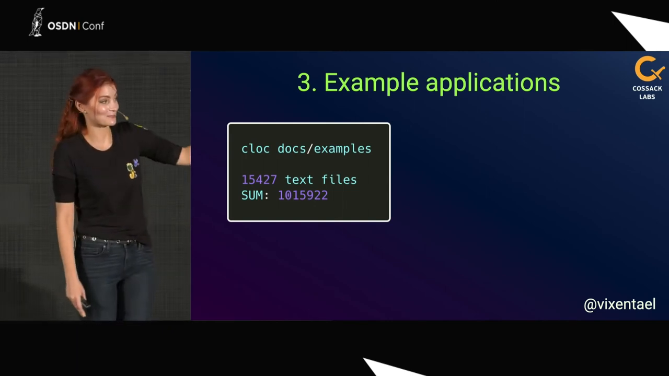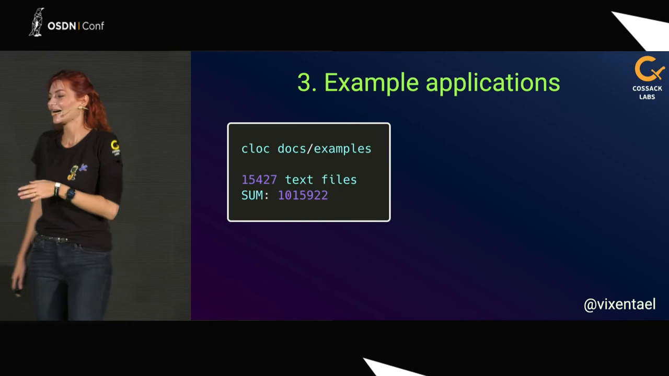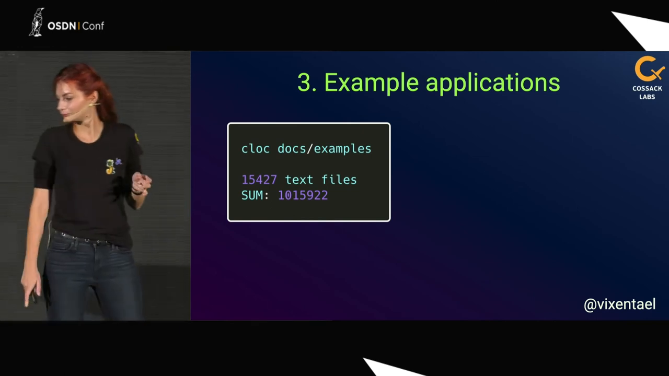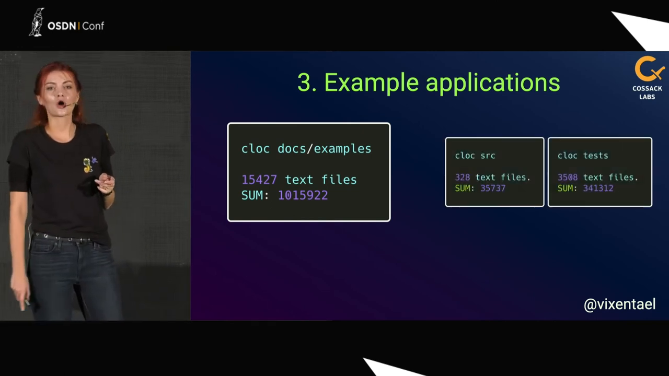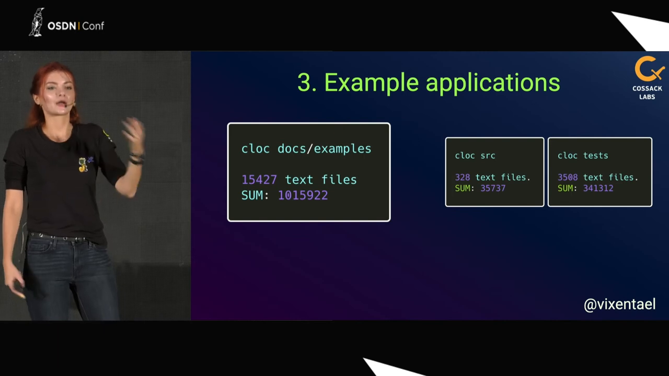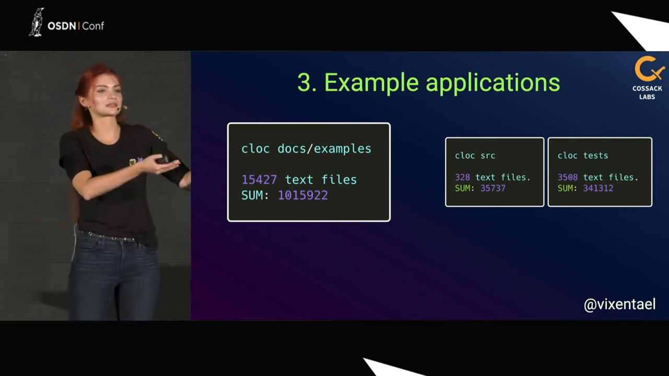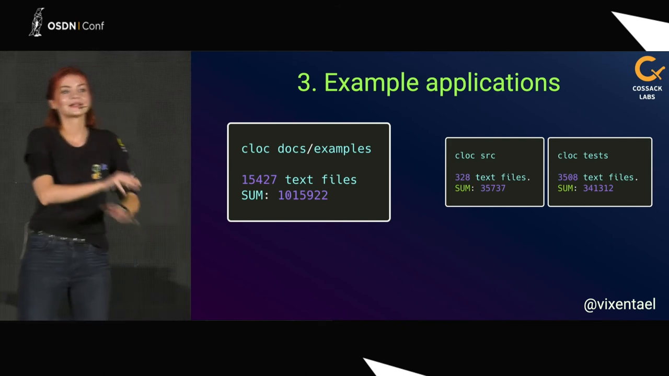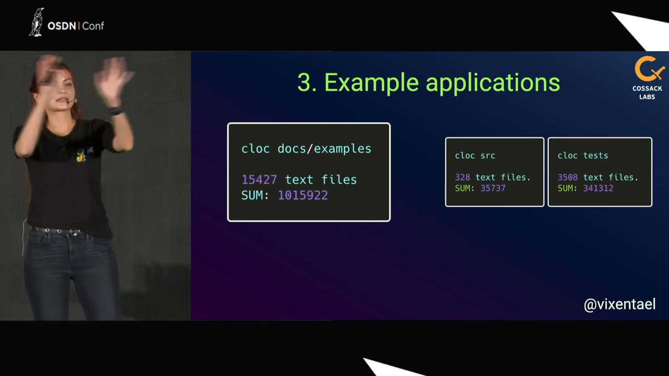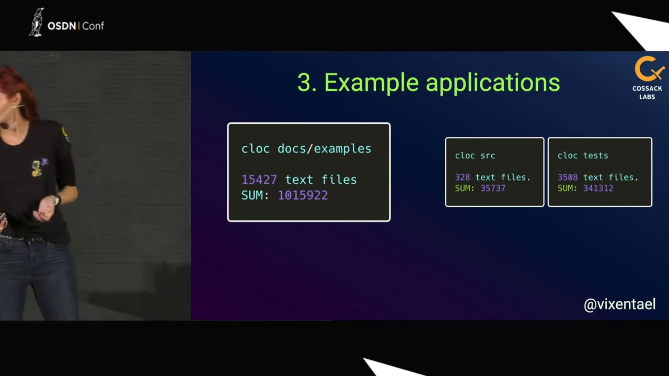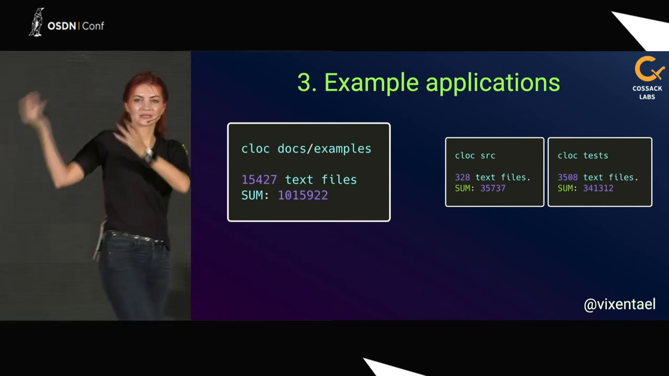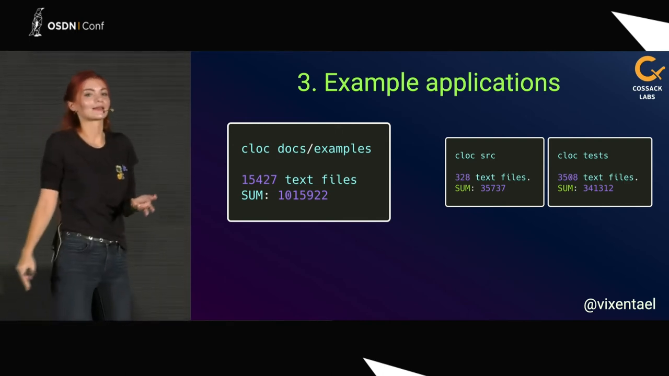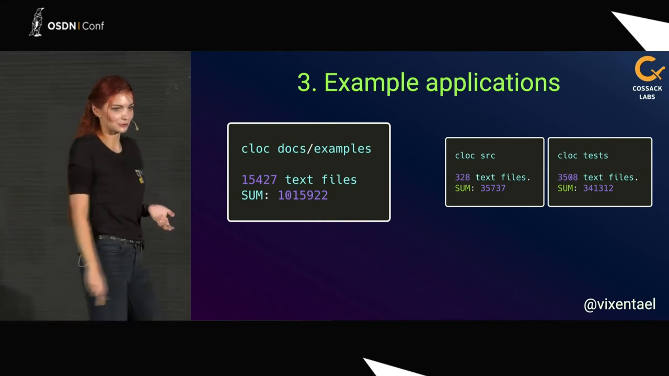And to give you an example, 1 million lines of code of example applications, compared to 35,000 lines of code of the library, right? 10 times more of tests, and how many? 3 times more of examples. That's a lot of additional lines of code.